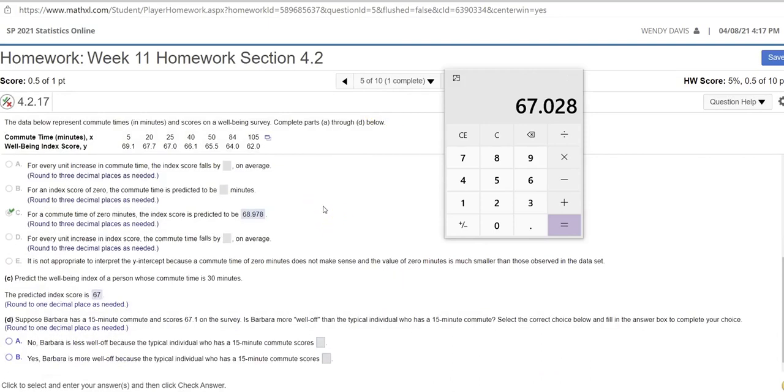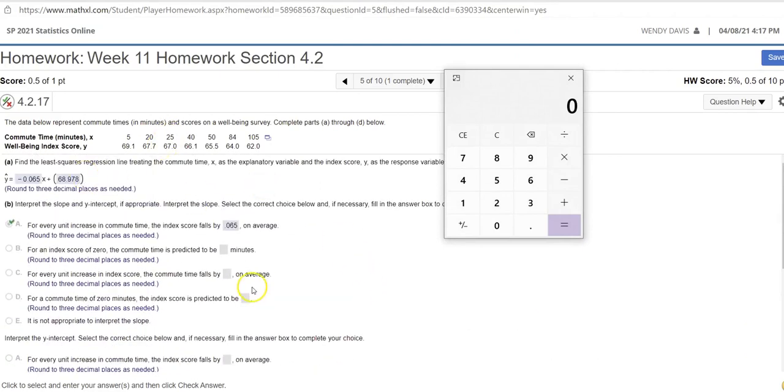Okay, suppose Barbara has a 15-minute commute time and scores 61 on the survey, 67.1. Is she more well off than a person who has a 15-minute commute time? So what we're going to do is predict the well-being based on the equation and 15 minutes. So I'm going to do negative 0.065. I think you have to put the negative here when you use the computer calculator, times 15 minutes plus 68.978.